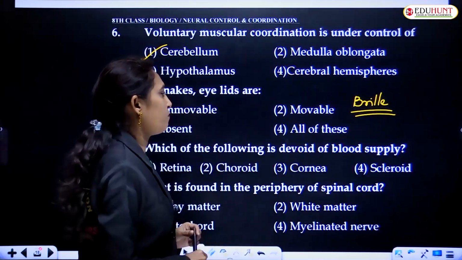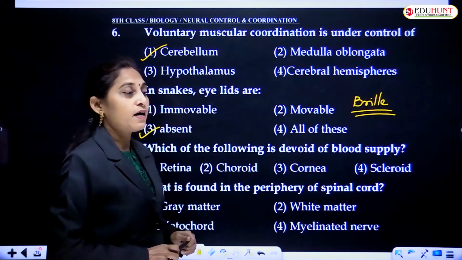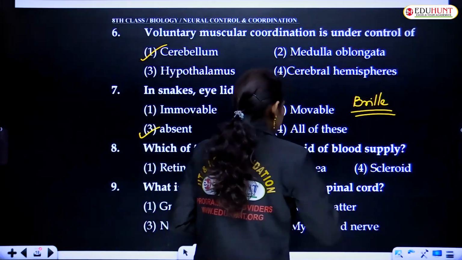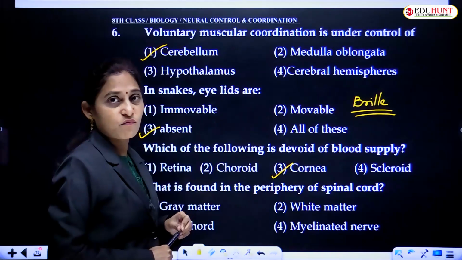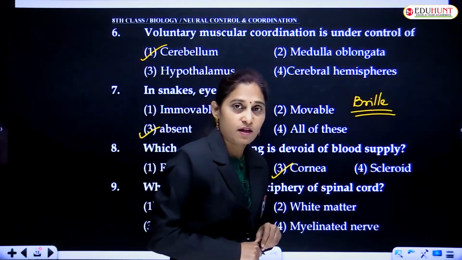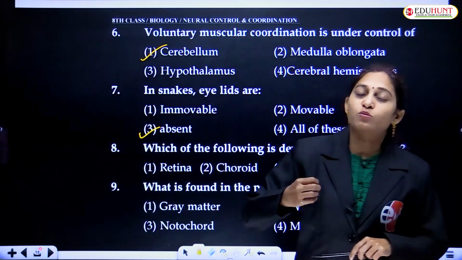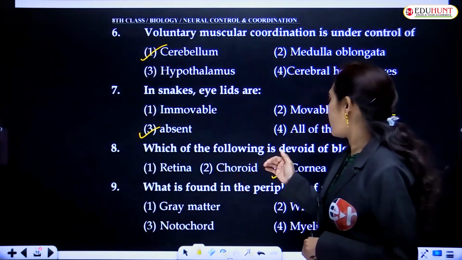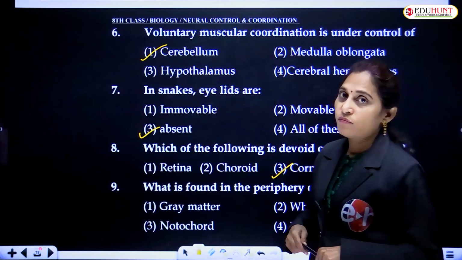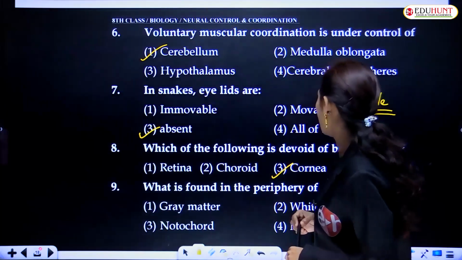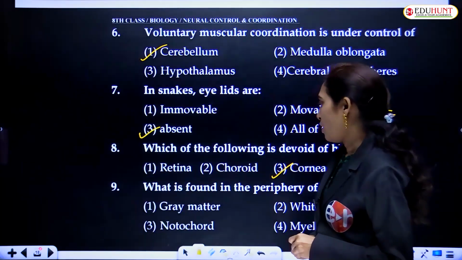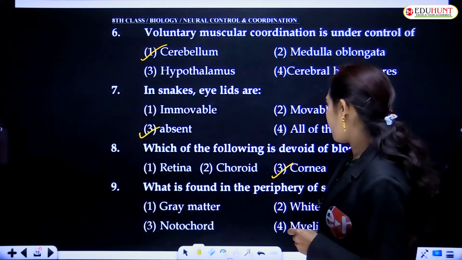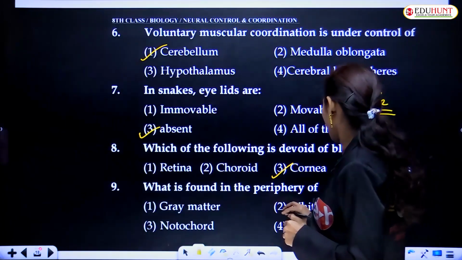Which of the following is devoid of blood supply: retina, choroid, cornea or sclera? Cornea is the structure which is not vascularized, that is, not supplied with blood vessels. So the answer is cornea. What is found in the periphery of the spinal cord? The periphery of the spinal cord consists of white matter.